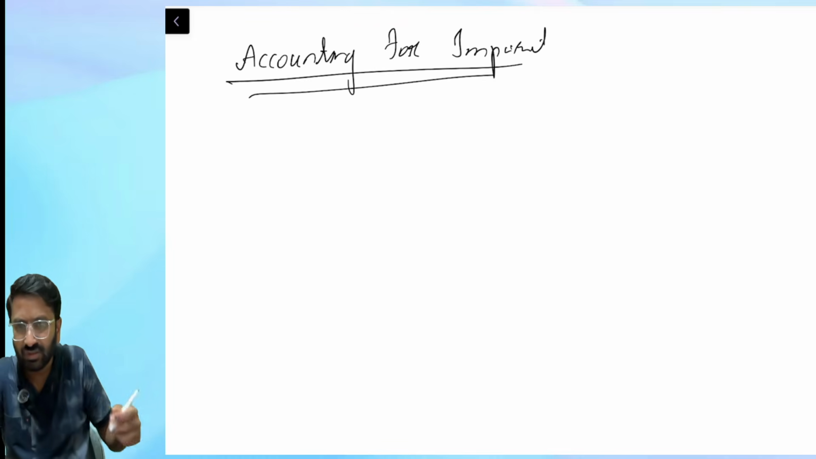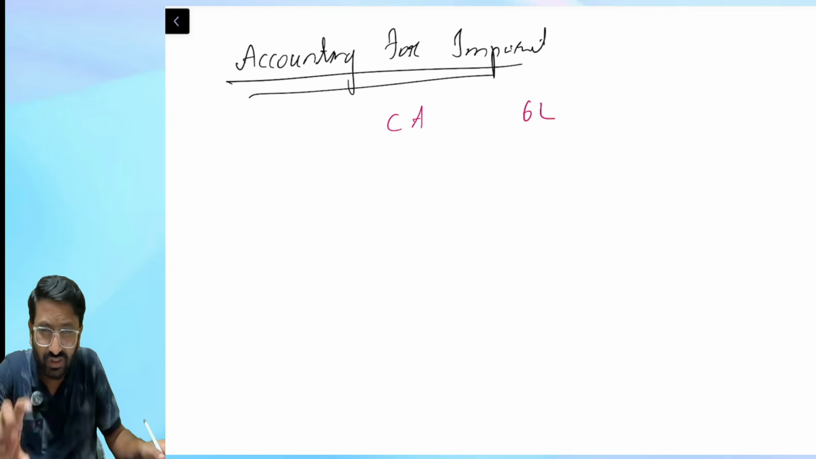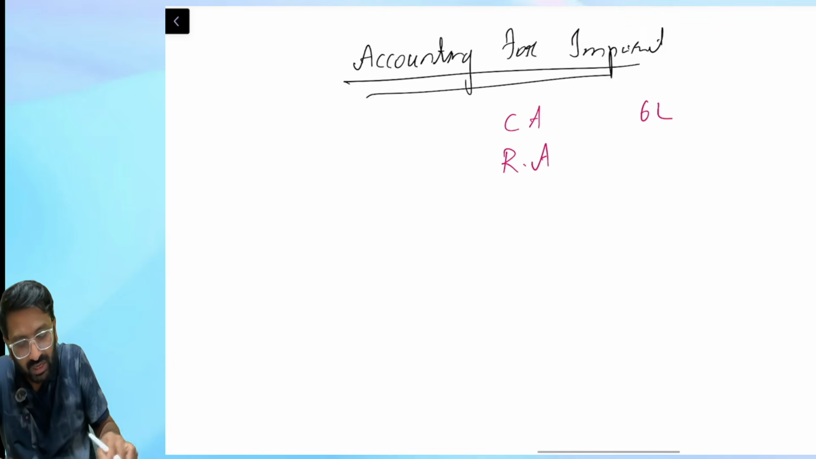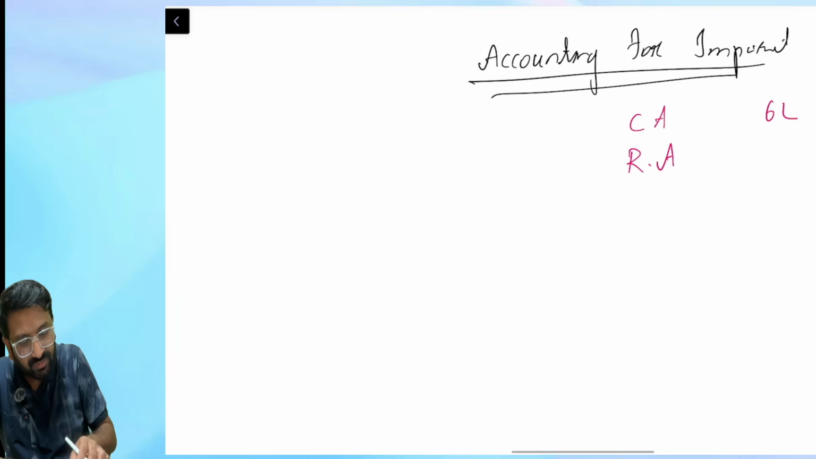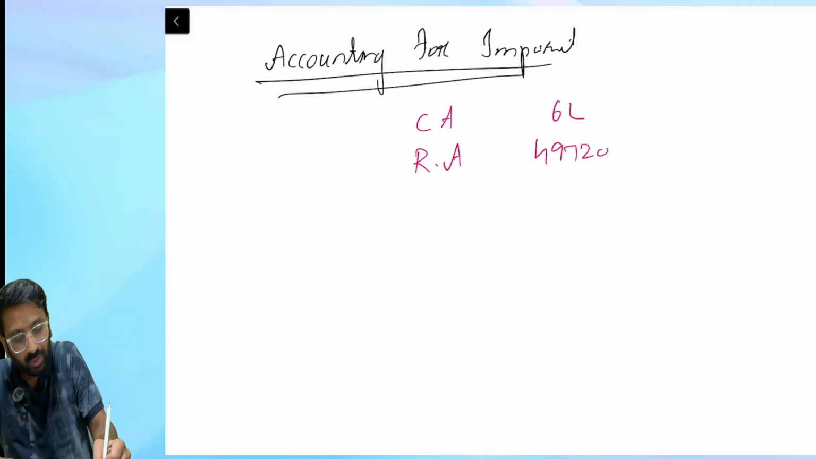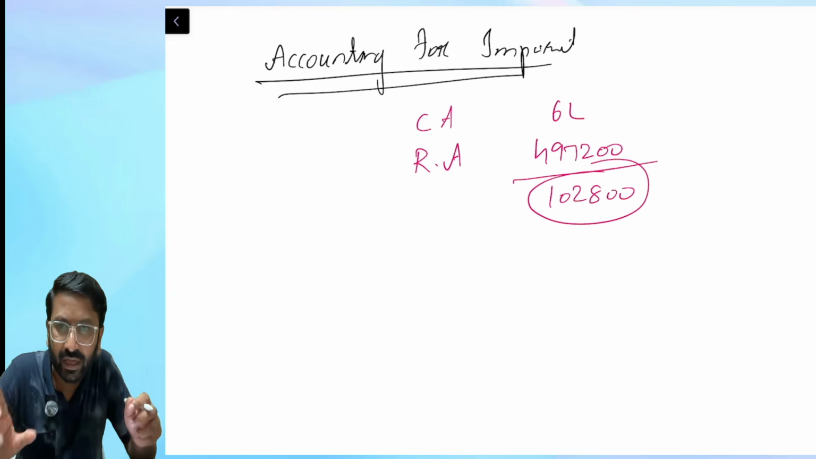So let us take the same example. In our example, how much was the carrying amount? 6 lakhs. I've changed the example and we got a recoverable amount which is 4 lakh 97,200. So the difference is 1 lakh 2,800. This is called as impairment loss.